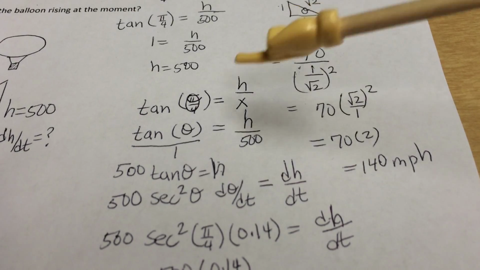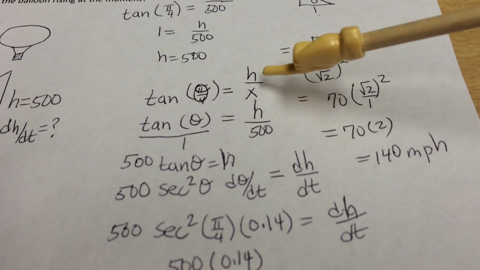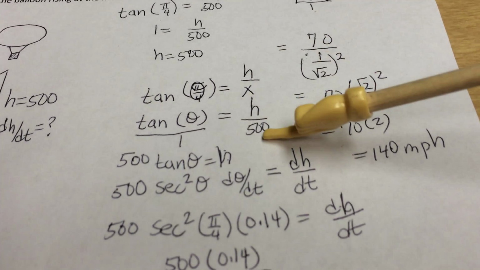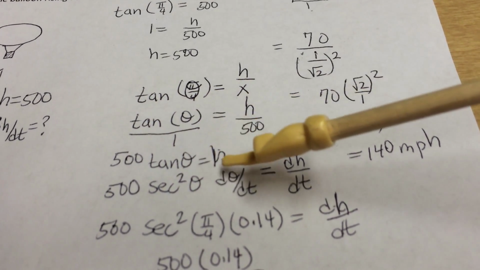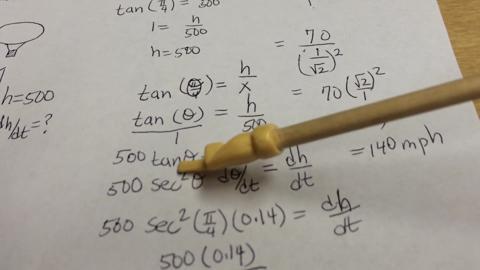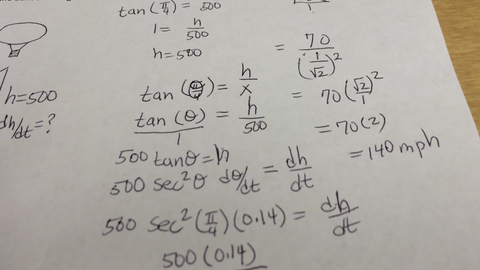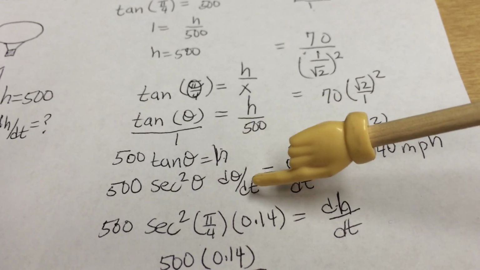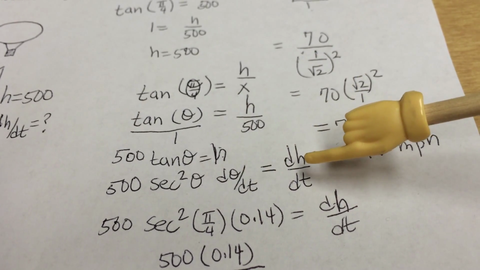So with that, I set it up as a tangent problem, tangent theta equals h over x, because that's opposite over adjacent. I substituted an x of 500 and brought the 500 over to the other side. Then I took the derivative of this piece. The derivative of a number, we just bring it down. The derivative of tangent becomes secant squared. And then d theta over dt we introduce because we did theta. So d theta over dt equals, and since this is the h variable, we put in dh over dt.